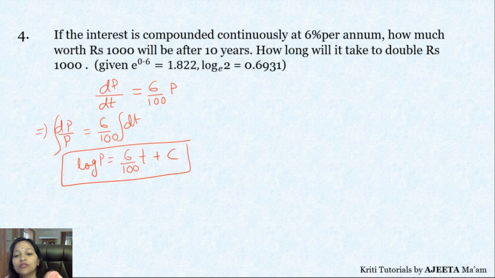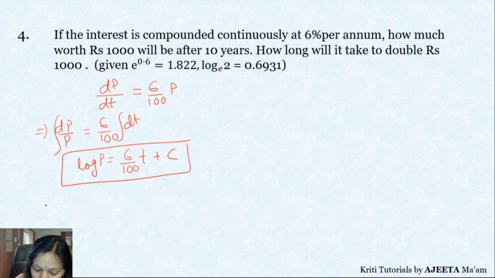How much worth rupees 1000 will be after 10 years, and how long will it take to double rupees 1000? So we have to find two conditions. So it is a perfect question for a case study. This is how they make up the parts. First question part will be the equation, so that is 1 mark. Then second condition 1 mark, then next condition 2 marks. Anything they can make like that. So now let's make up the conditions.